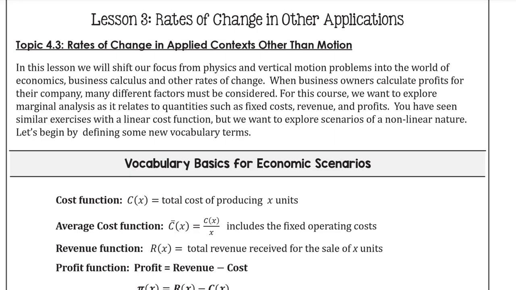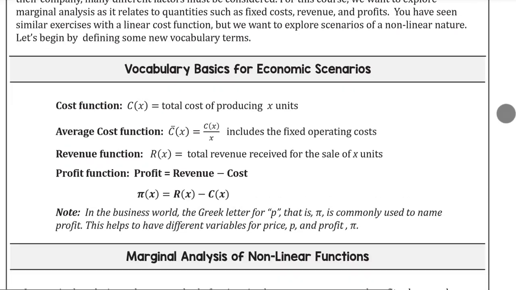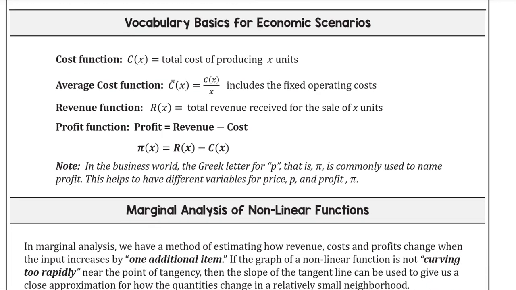Okay, so some vocabulary that we need for this economic scenario is a cost function. It gives the total cost of producing so many units. And then we have an average cost, which whenever you're doing average, those of you who have statistics will understand the bar on top of the C. That usually means the average or the mean. So we're going to find the average cost function by taking our C and dividing it by x. And of course, that's going to include our fixed operating costs.